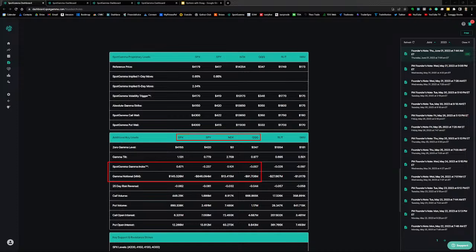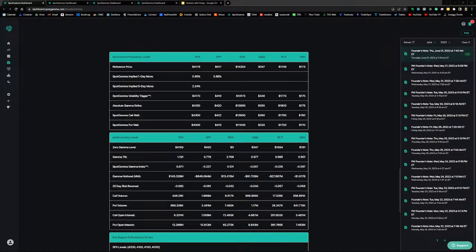So these numbers are showing for SPX, market makers' position on the gamma curve at the beginning of the day was slightly positive, and then more significantly negative for SPY. That's why I looked at the SPY Vanna model today. Okay, and then also a little bit negative for QQQ. All right, let's take a look at setups.